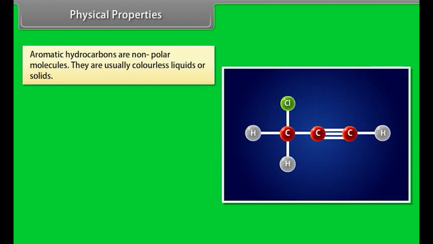Physical properties. Aromatic hydrocarbons are non-polar molecules. They are usually colorless liquids or solids.